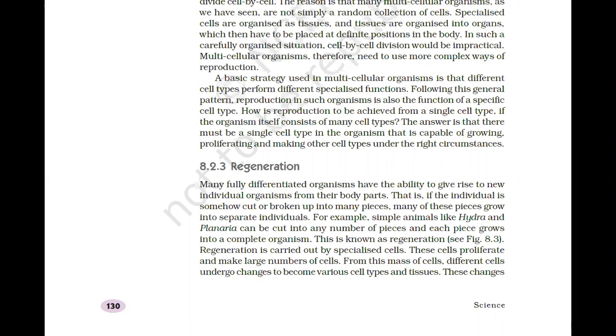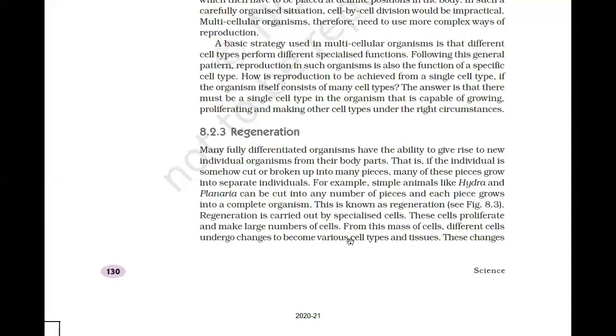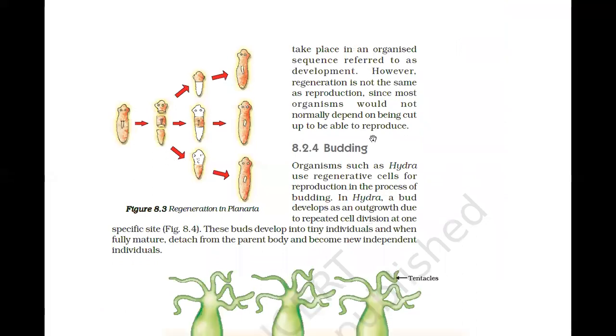Regeneration is carried out by specialized cells. These cells proliferate and make large numbers of cells. From this mass of cells, different cells undergo changes to become various cell types and tissues. These changes take place in an organized sequence referred to as development.